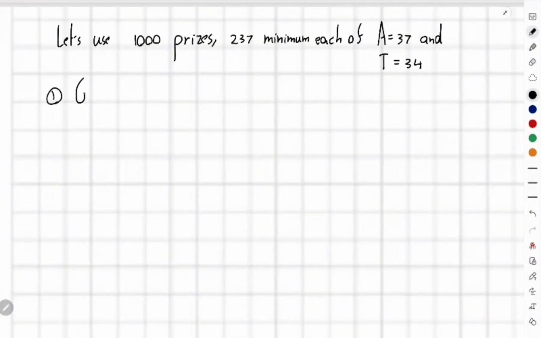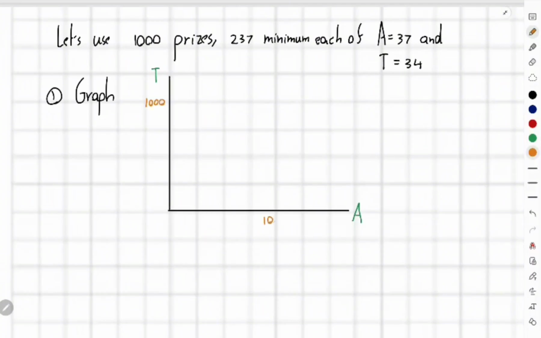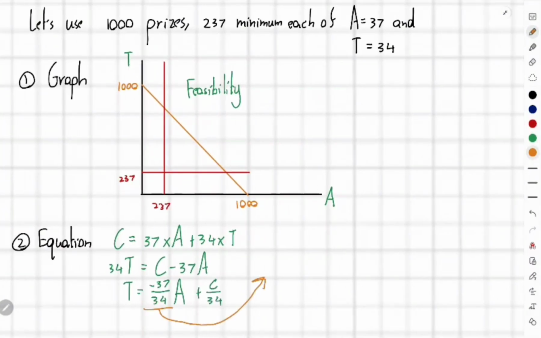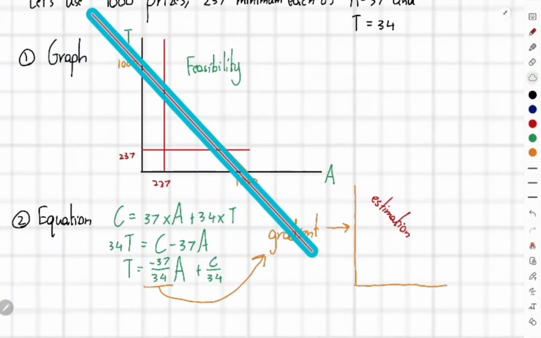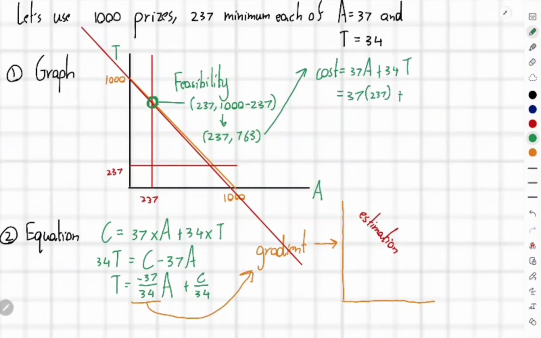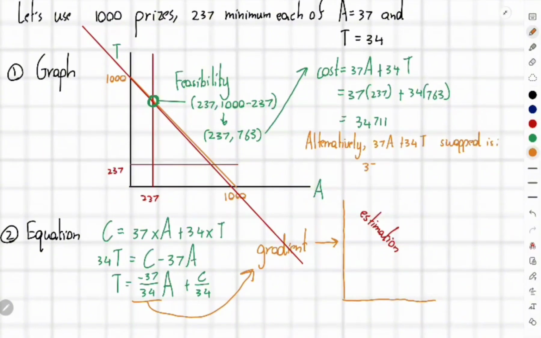1000 prizes, 237 minimum, cost a is equal to 37 and t is equal to 34. Plot the graph, plot your limits, get your feasibility, then work out your equation and derive it in terms of one variable. Work out the gradient and then slide it over the graph. Find the point of intersection and bam, you've got your coordinates, and with those coordinates you can work out your cost. And just as an example, I did the reverse of that, and you can see that by optimizing you will save over 4%.